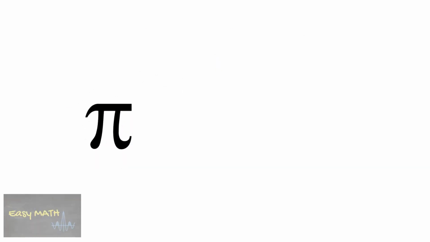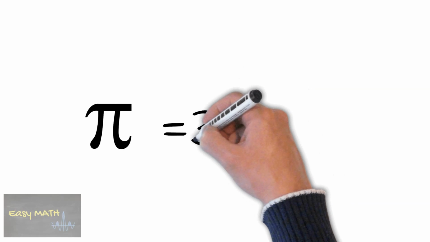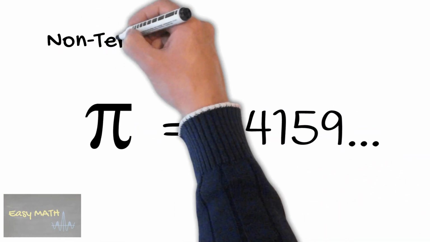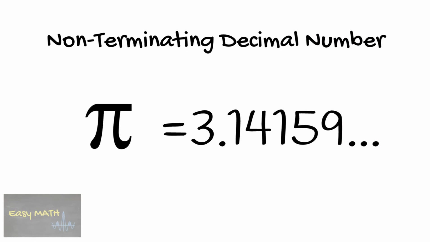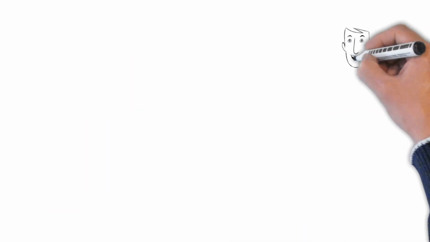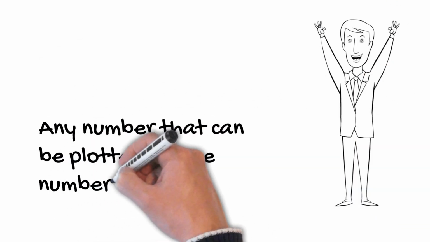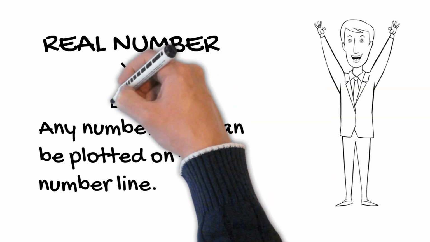And what about the special number pi? It is approximately equal to 3.14159. Pi is also a non-terminating decimal number, and yes, it can be plotted on the number line, which makes it a real number. So that's our definition. Any number that can be plotted on the number line is called a real number.